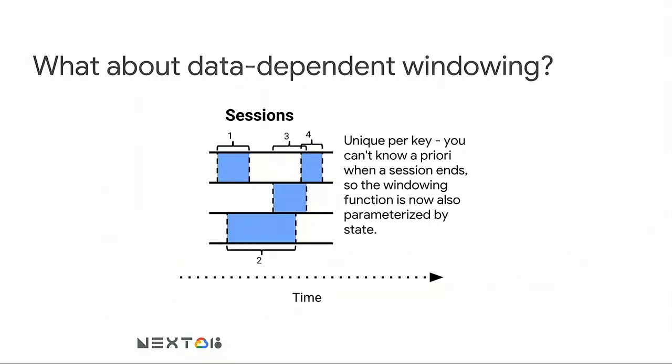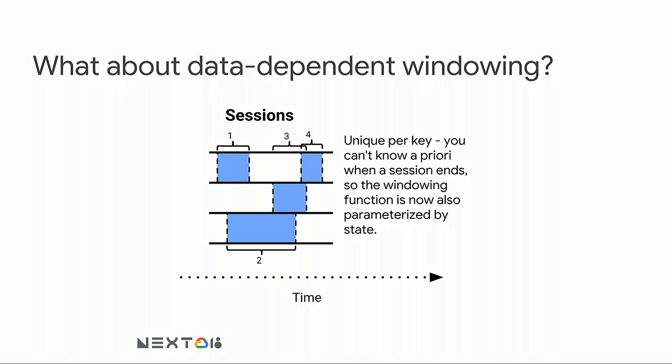In Beam, we also support data-dependent windows. So what if I wanted to group by something that was in my event itself? I want to create windows for users, for instance. This is what we would call sessions. So every key here ends up in a different window.